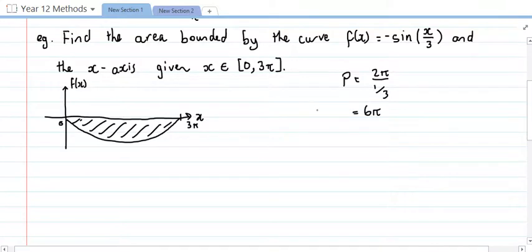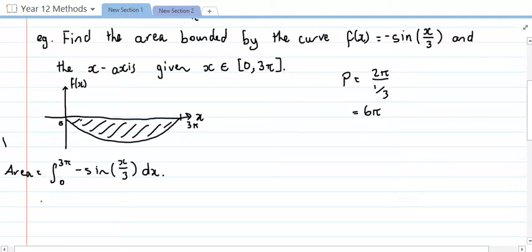The first thing to notice is that it's below the x-axis, so I'm going to need to do something to make the area positive in the end. But it's also nice that I've got my x-intercepts just at 0 and 3 pi, so those are the terminals of this graph. That's going to be the area enclosed, between those 2 points. So I'm going to do the integral between 0 and 3 pi of negative sine x on 3, and make sure to write the dx on the end of it. I should probably also write that it's area, which is equal to that.